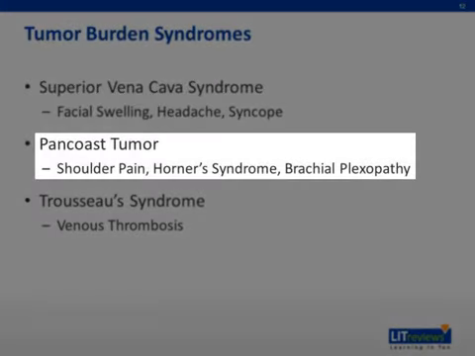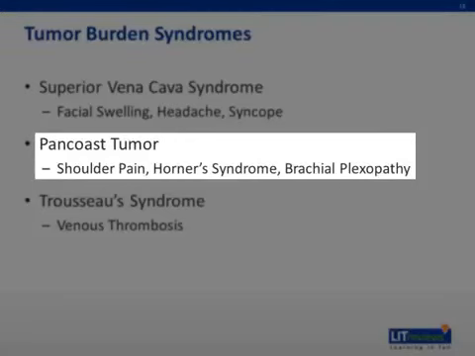The second syndrome here is Pancoast tumor. Pancoast tumor is typically a lung cancer tumor in a certain location, typically in your shoulder area, and it can affect your brachial plexus, and this will typically cause some shoulder pain. It can cause this brachial plexopathy, but probably the most important thing you'll see on the test will be the Horner syndrome. Remember, Horner syndrome is what three things?